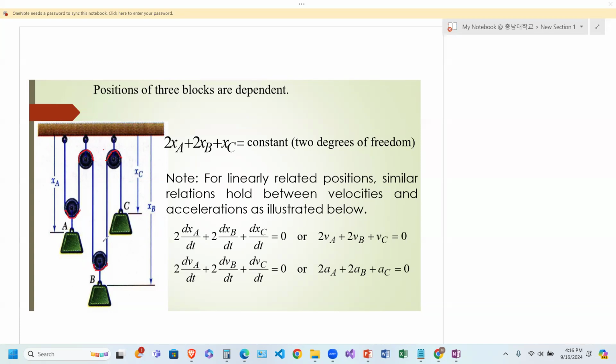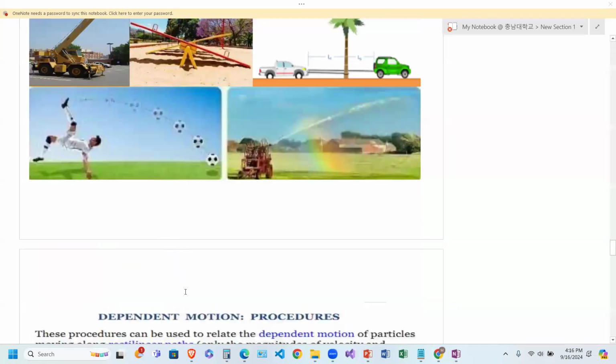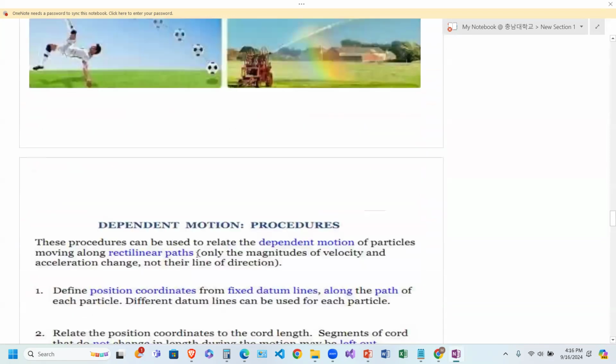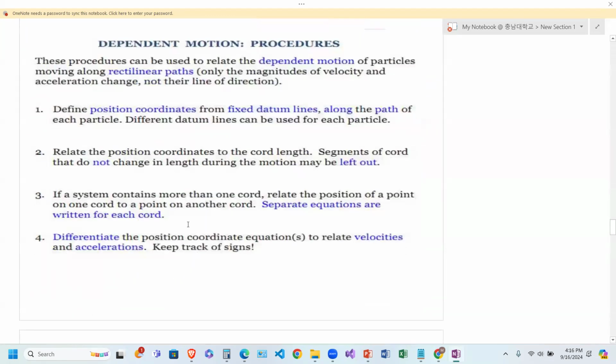So usually, because they're constant, we normally eliminate them, or we can just give them arbitrary length, and then they'll phase away. Because if we are doing the position equation, they will disappear as we differentiate. Because when you differentiate a constant, you get 0. So that's what the third procedure is trying to explain to us, that if a system contains more than one chord, relate the position of a point on one chord to a point on another chord. Separate equations are written for each chord, right?